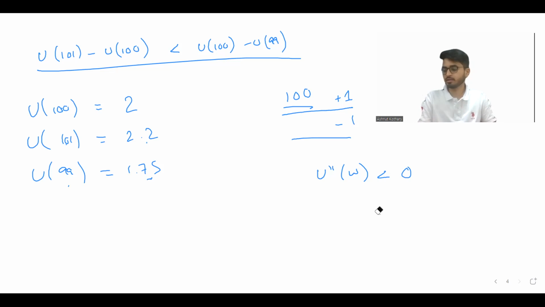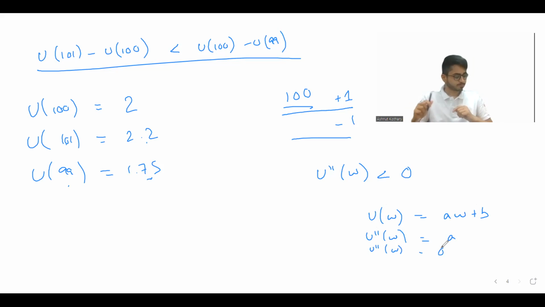So if you take any straight line equation of the form U(W) equals aW plus b, the first derivative is nothing but a and the second derivative is nothing but 0. So write down, such investors have a linear utility function.